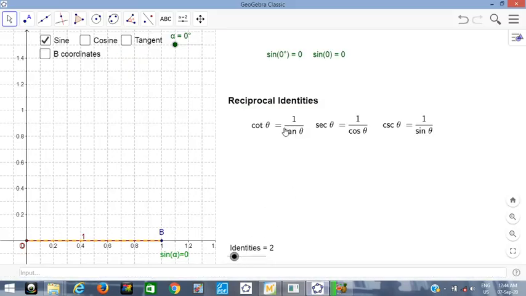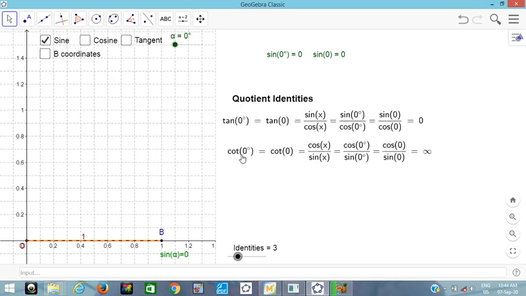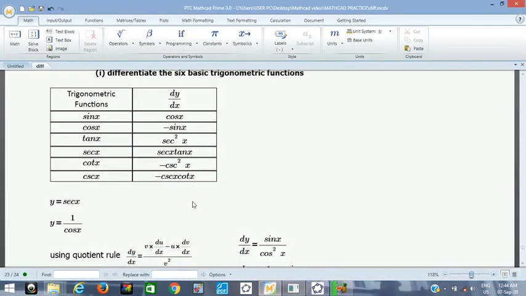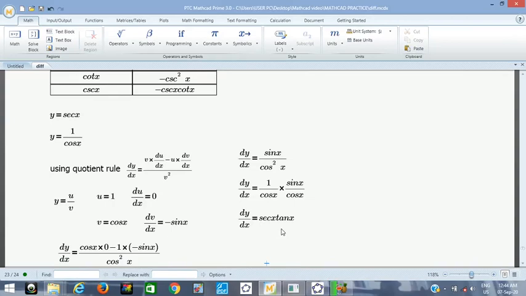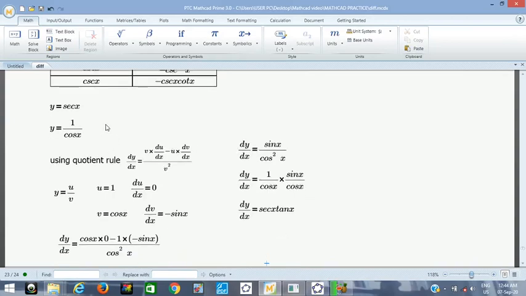You can see cot x is 1 over tan x, and what is tan? Tan is sine over cos. Therefore, cot x is cos over sine, which is the same thing in this number 3. You can see cot is cos over sine. You can do the same thing using your quotient rule. If you use your quotient rule, you will get the same result. Then you can do the same thing for cosec.